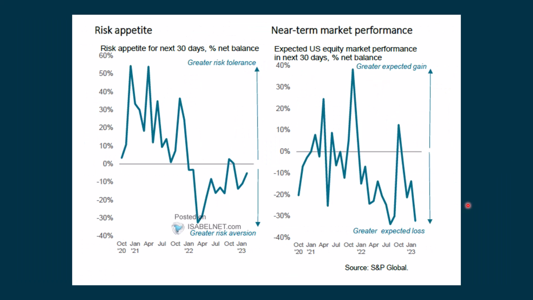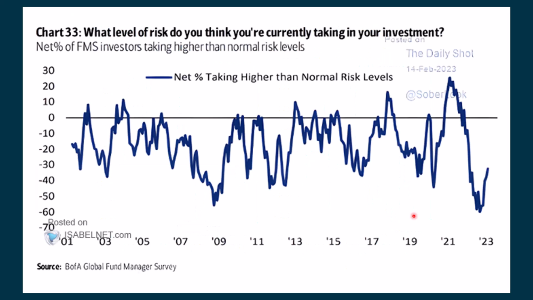This is another way that people are feeling their risk appetite looking out over the next 30 days. They're not all that happy about things. They're still looking at things in a negative way, so they're not taking a lot of risk right now, and the projected outlook is that we will be down within the next 30 days. This chart asks, what level of risk do you think you're currently taking in your investment? After it really was coming down in 2022, we're starting to go back up, so people are willing to take a little bit more risk when they see the market going up.